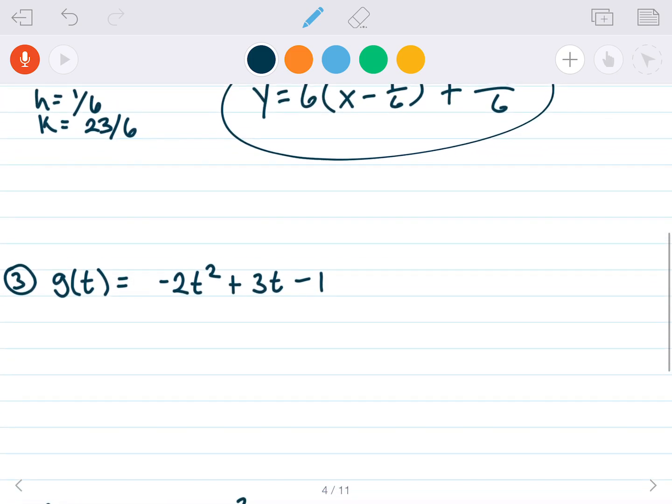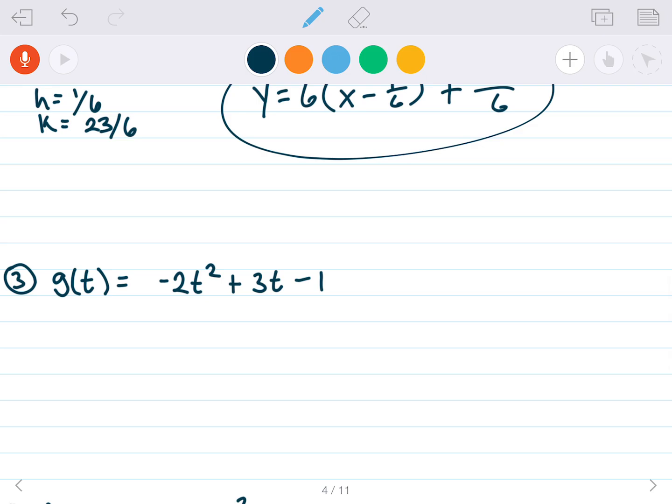Just getting our feet wet to practice this. So here we're in standard form again. Our variable instead of being x is t, but that's okay. We treat it the same way. So in standard form, a is negative 2, b is 3, and c is negative 1.